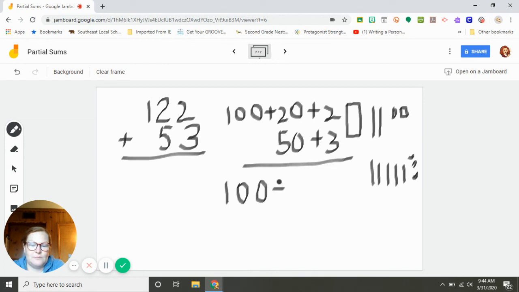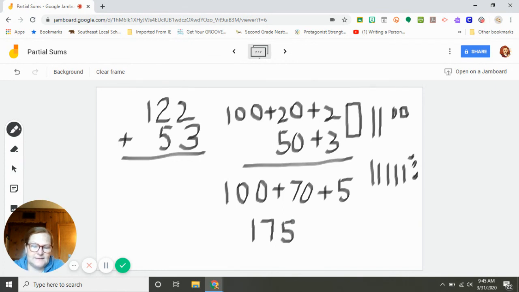And then I know 50 plus 20. If I want to look at that, I can do my base 10 blocks over here. Or I know 2 plus 5 is 7. So that would make it 70 with my zeros. And then I know 2 plus 3 is 5. So now I've just written my answer in expanded form, doing my partial sums, and I'm going to put that together to make the answer. 100 plus 70 plus 5. 100 plus 70 means I have 7 tens plus 5 ones.